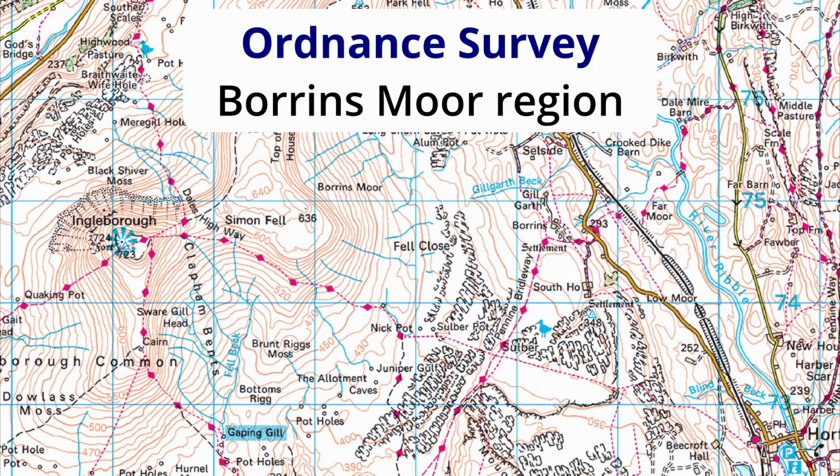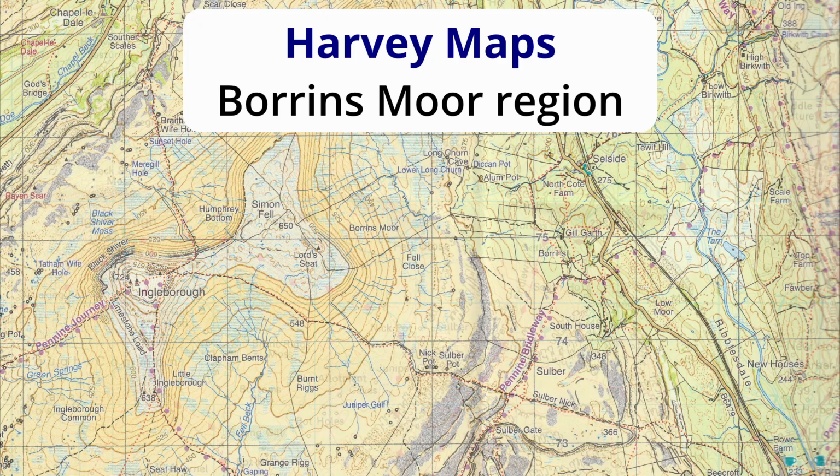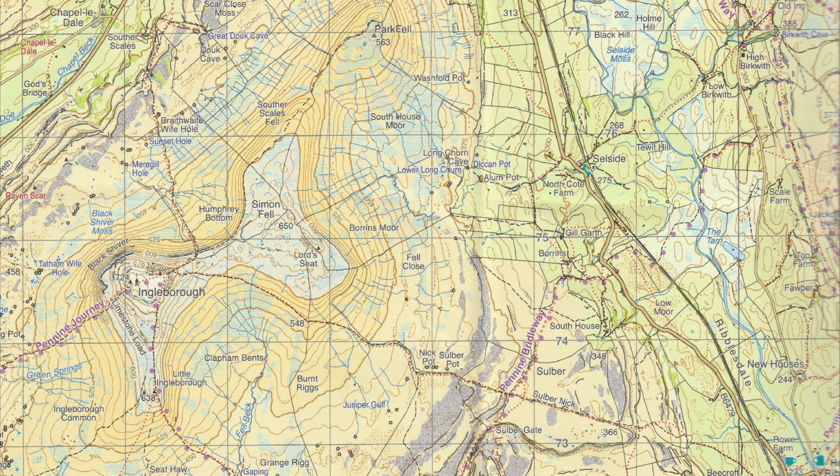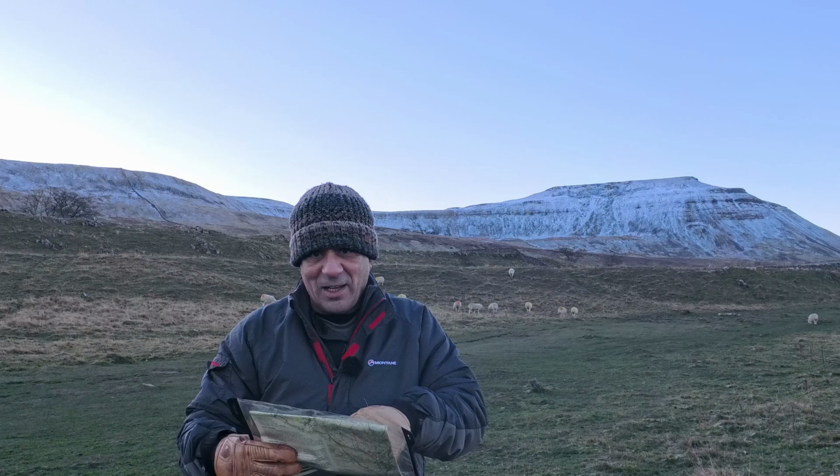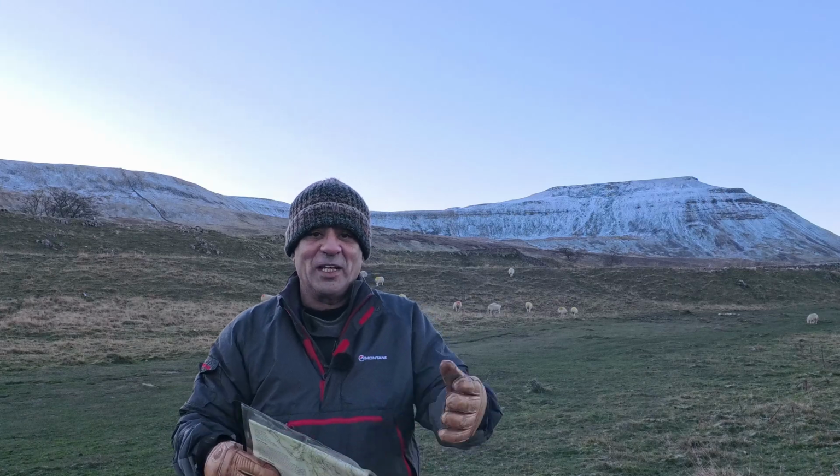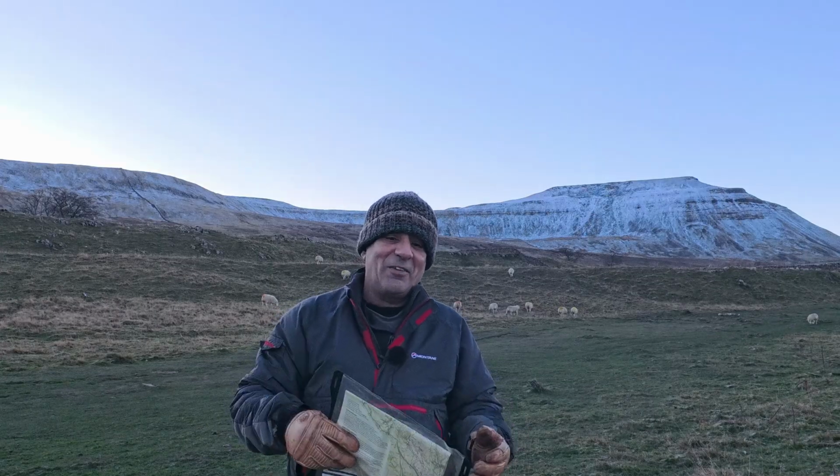The first thing that everybody will notice about Harvey Maps, if you've not used them before, is that they're a lot more colourful than you may be used to. And the reason for this is that entire regions on the map are shown with a light green background shade, and this indicates farmland.